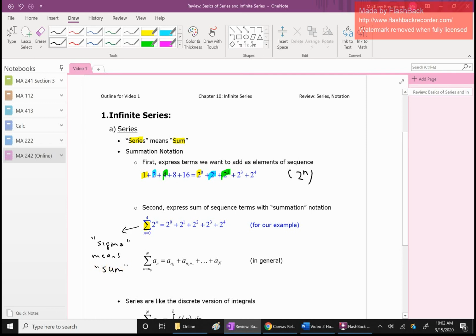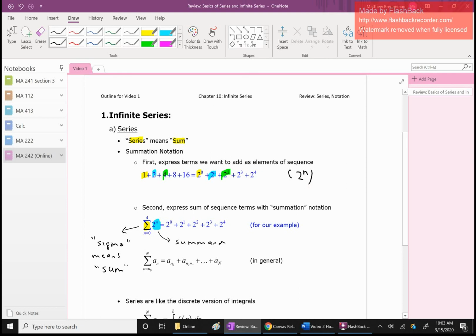And what do we sum? Well, we sum whatever's to the right-hand side of it. So this is called the summand right here. These are the elements. This is the sequence that I want to sum up. And you notice that a sequence has an infinite number of terms, right? It's just an ordered list that's infinite.